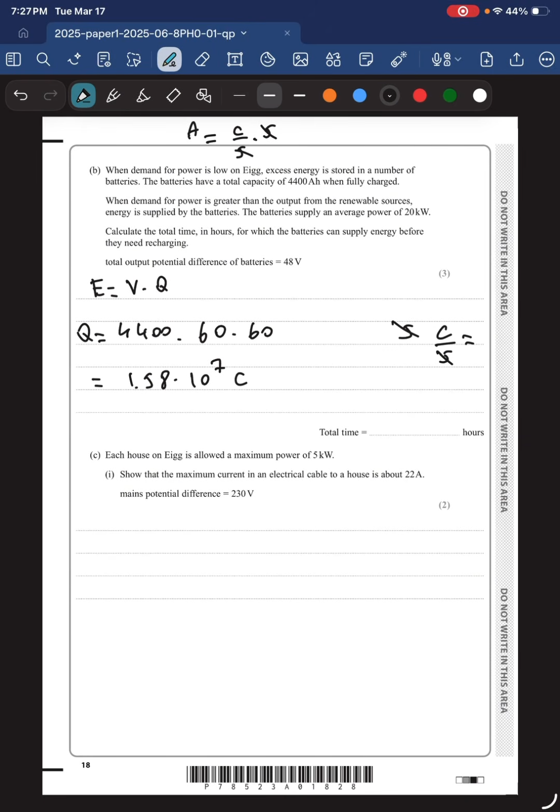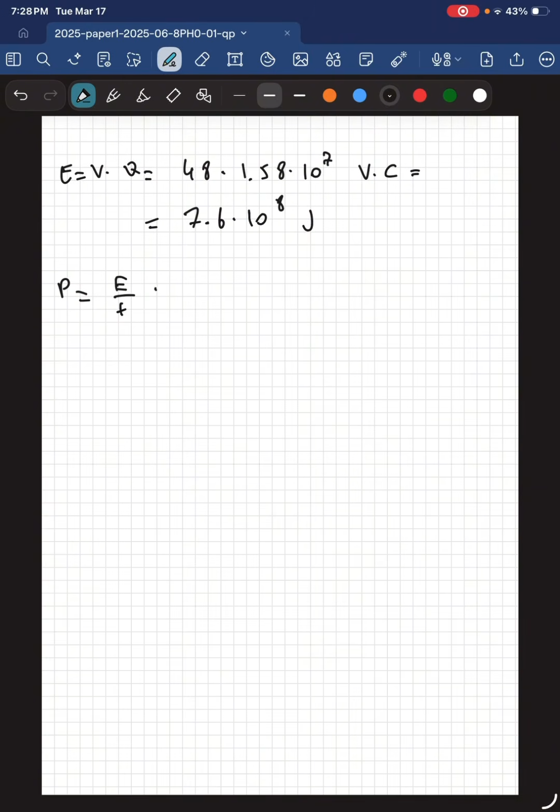Okay, so the energy, let me use a clean page. So the energy, which is VQ, is equal to 48 times 1.58 times 10 to the 7, and that's volts times coulombs, which converts to joules. So 7.6 times 10 to the 8 joules. Now power is energy per time. So time is energy over power. The available energy is 7.6 times 10 to the 8 joules.